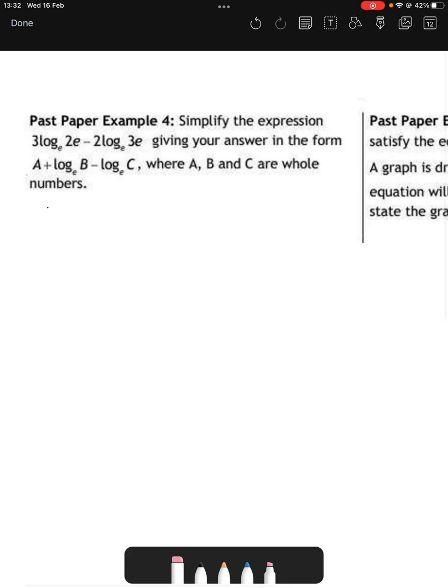Final topic, how exciting. So simplify the expression 3 log base e of 2e minus 2 log base e of 3e. Give me your answer in the form. So remember when they give you something like this, it's to give you a bit of a hint as to how your answer is going to look and obviously lead you down that path.